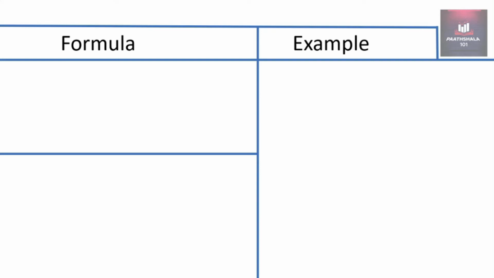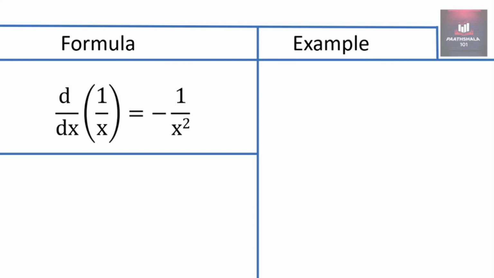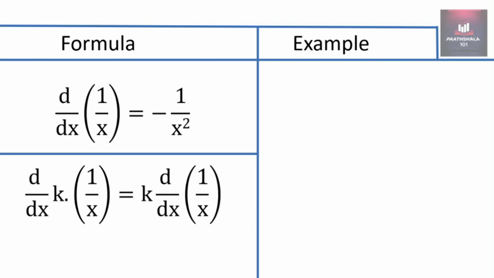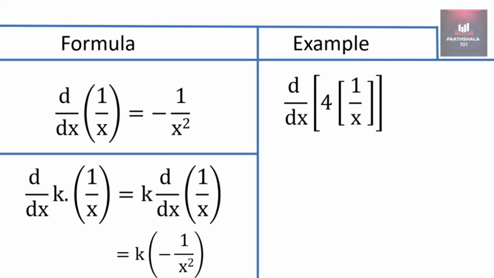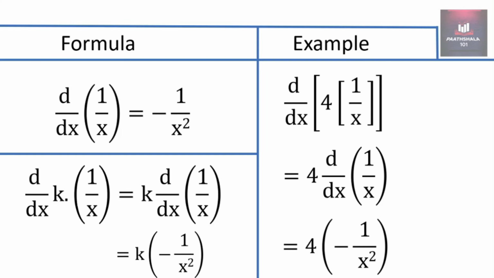Now derivative of 1 by x is minus 1 by x square, and if there is a constant with it, that constant will come outside, so it will be k into minus 1 by x square. Now let's understand this with the help of an example. Derivative of 4 into 1 by x: 4 will come outside and it will be the derivative of 1 by x. So 4 into minus 1 by x square, which on simplification becomes minus 4 into 1 upon x square.